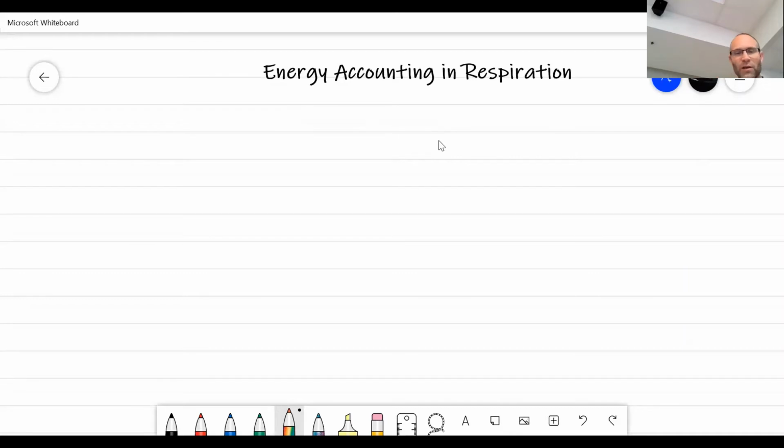This is the kind of thing where I don't necessarily need you to remember every particular detail, but it's good to know where things are coming from and be able to answer questions on the test, for example, about where more ATP is being made and understanding, for example, that NADH is going to produce ATP and so on. So let's start off here.